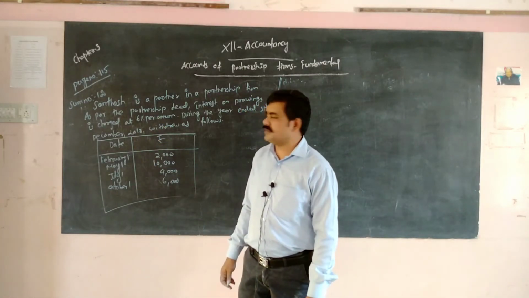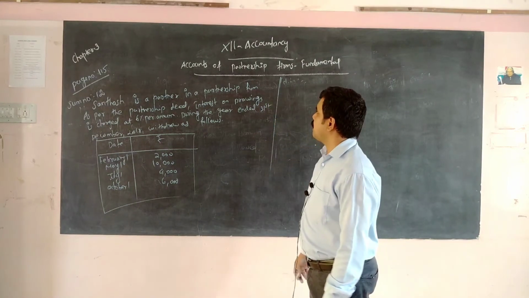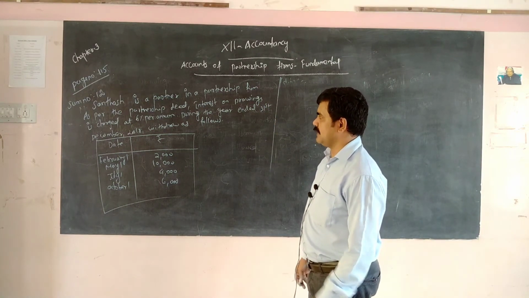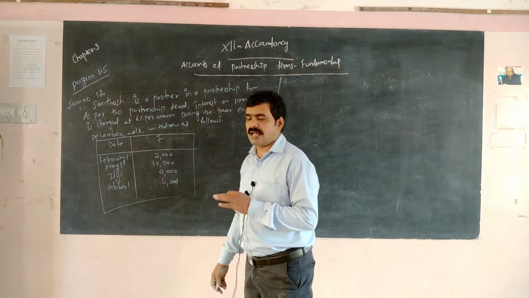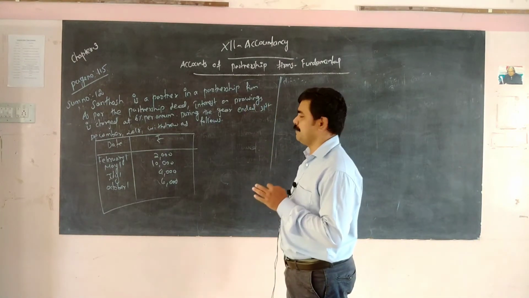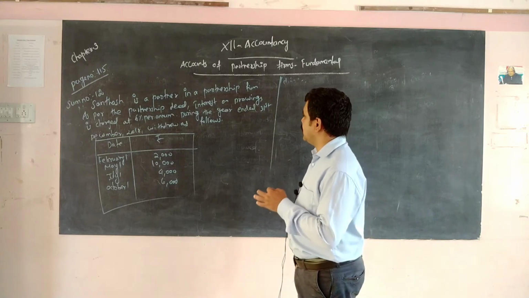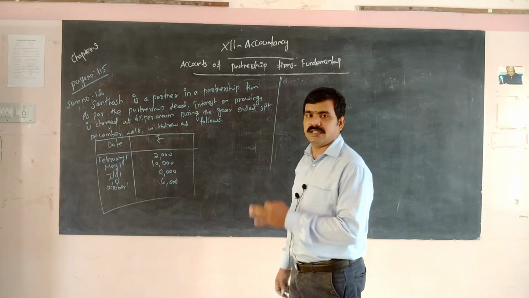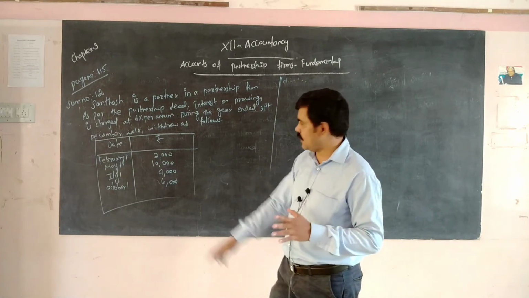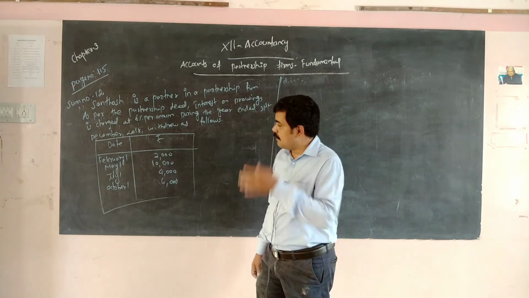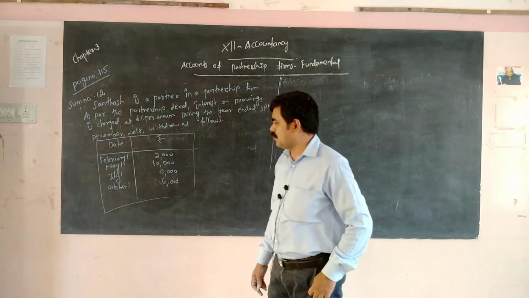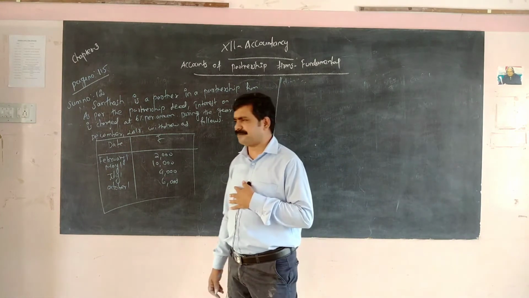Santos is a partner in a partnership firm. As per the partnership deed, interest on drawings is charged at 6% per annum. During the year ended 31st December 2018, withdrawals are as follows. These are the amounts you have to consider: February 1, 2,000; May 1, 10,000; July 1, 4,000; October 1, 6,000.